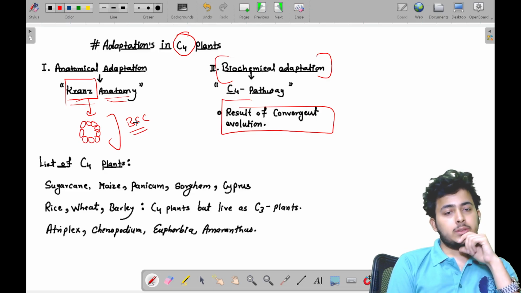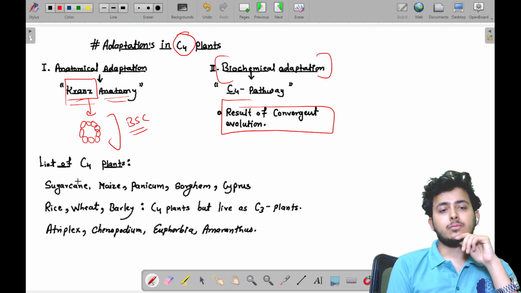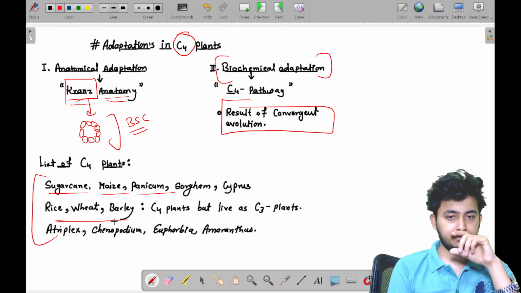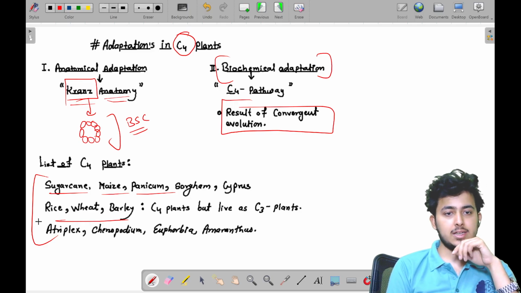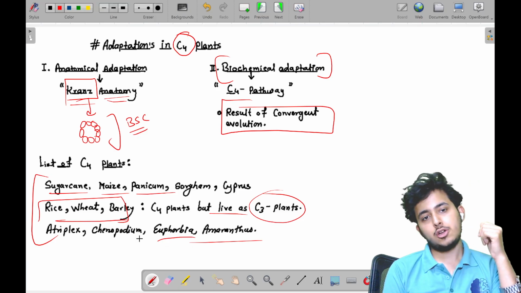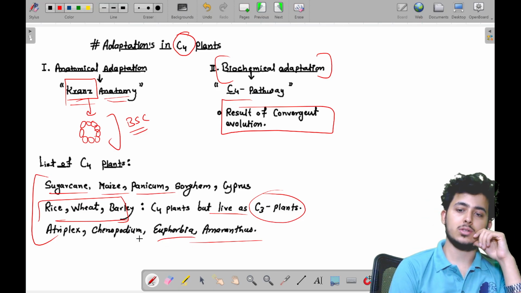And mainly, if you talk about C4 plants, you can have different examples. You can have sugarcane, maize, sorghum, rice, wheat, barley. Basically, rice, wheat, barley are C4 plants but live as C3 plants. And euphorbia, and all the other ones. So you have these kinds of plants which show your C4 cycle.